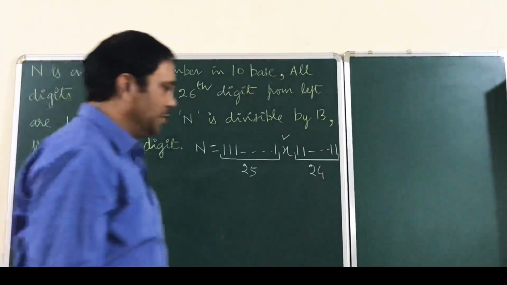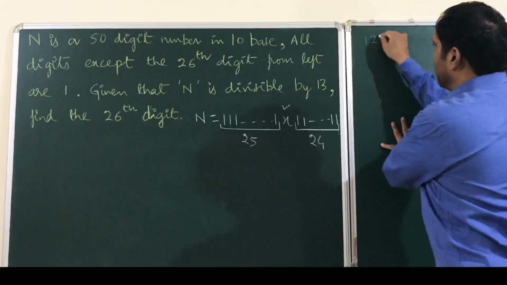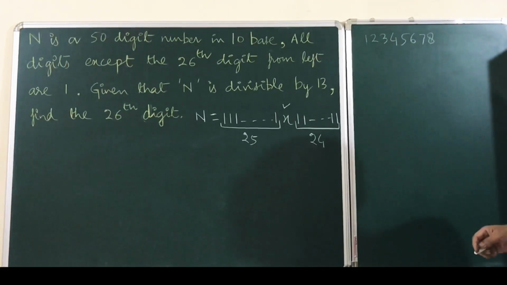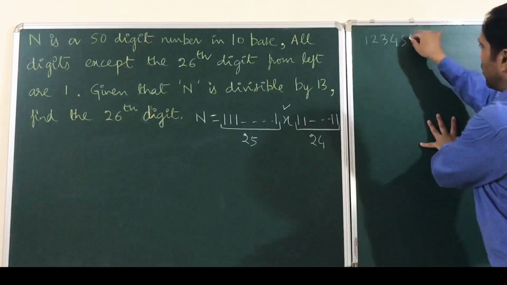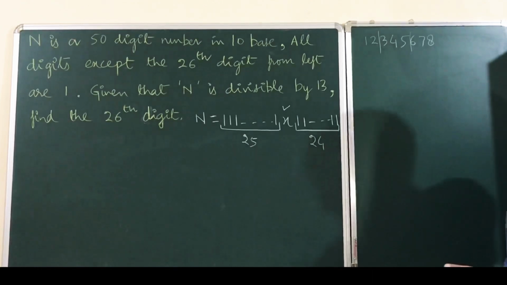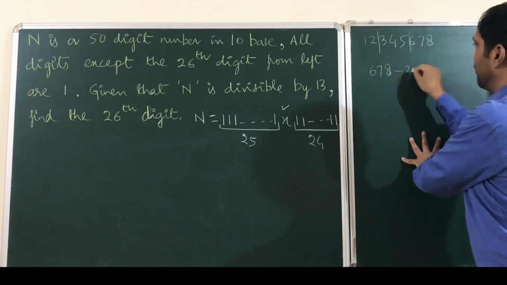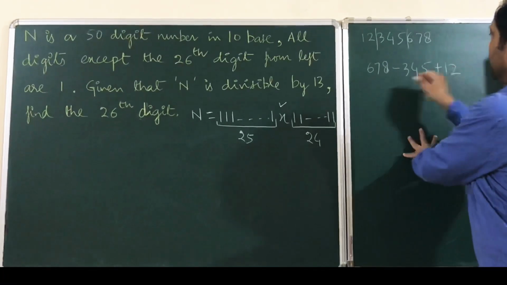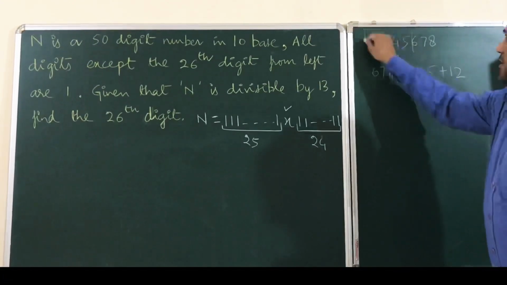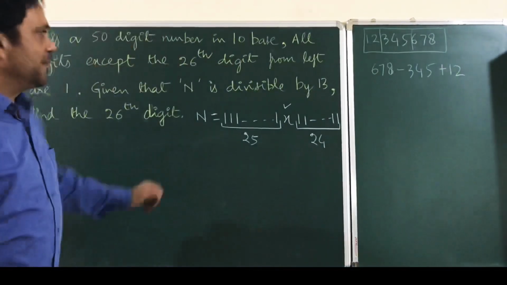And if you remember the divisibility criteria which I explained in the last lecture, say a number is given like 1, 2, 3, 4, 5, 6, 7, 8, and we have to check the divisibility of this number by 13. So we make blocks of 3 and we take the alternating sum, and we find whether the sum is divisible by 13 or not. That can be written as 678 minus 345 plus 12, and we find the net sum. If the net sum is divisible by 13, we say this number is divisible by 13. Otherwise, the number is not divisible by 13. The same concept we'll be using here.